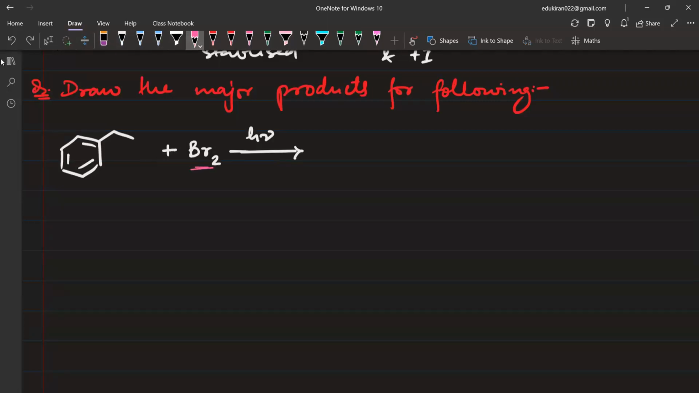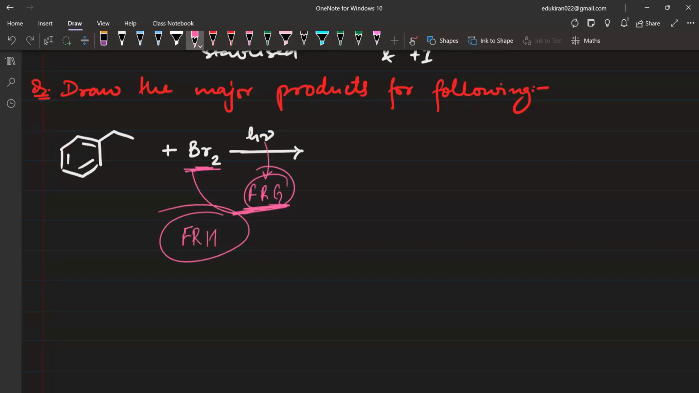Here you have a halogen, and this is a free radical generator. So what will be happening if I have a free radical generator and a halogen? I will be getting free radical halogenation. Now, can you identify the reagents and then the reaction?